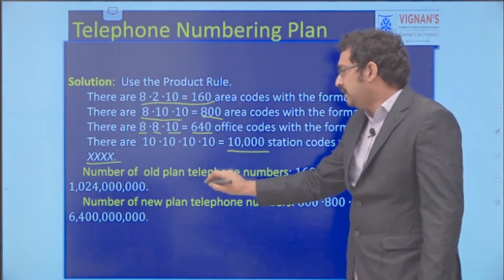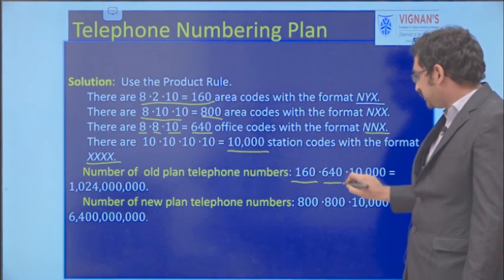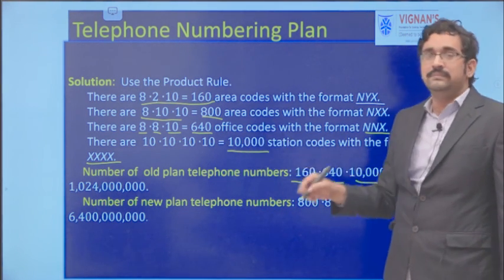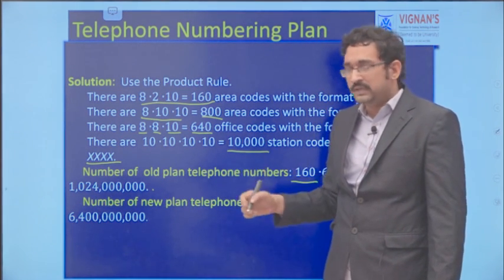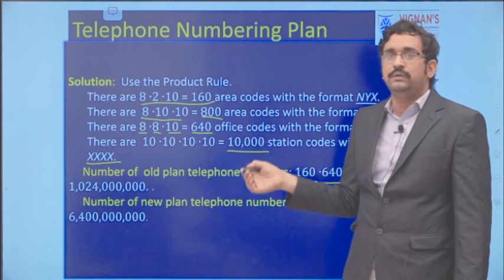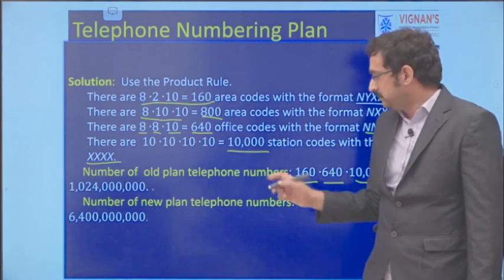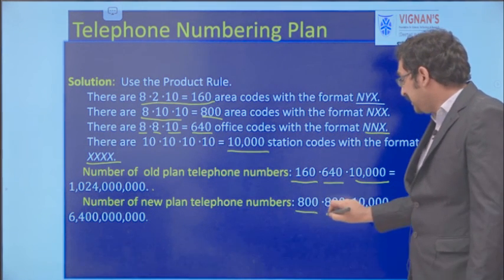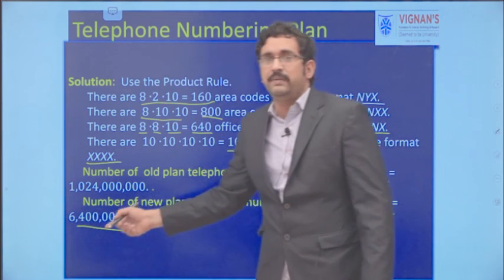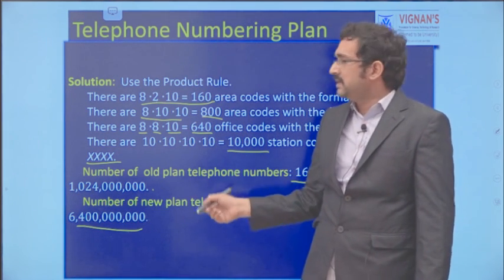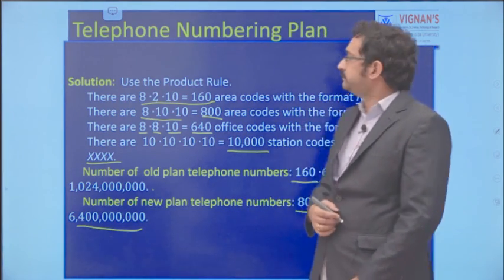So the number of old plan telephone numbers, we will get 160 into 640 into 10,000. So these are the different telephone numbers possible under the old plan. Next, we have to compute how many different telephone numbers are possible for the new plan. The formula is 800 into 800 into 10,000. So these are the different telephone numbers possible under the new plan. This problem is also under the product rule.